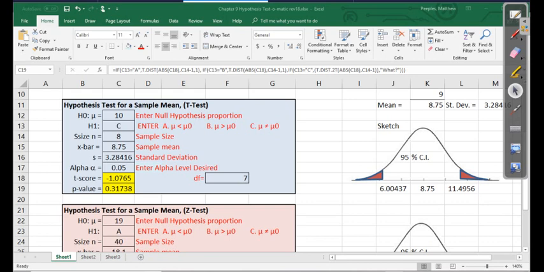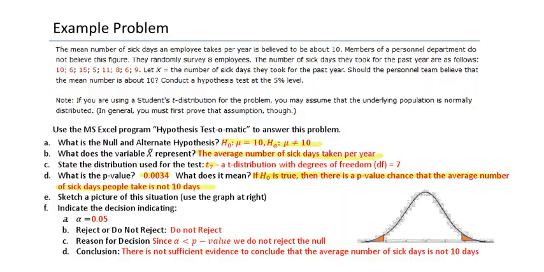It's 0.3174. 0.3174 rounded to 4 digits. So this should actually be right here, 0.3174. All right, so that's an important point right here. I need to make sure that I'm getting the right values on the screen for you.